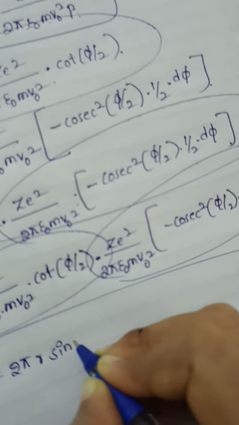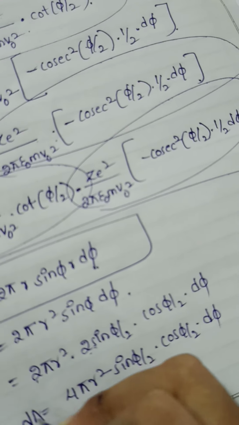So already you know the value of sin theta. Sin theta means 2 sin theta by 2 cos theta by 2. Just substitute the value here: 2 pi r square into 2 sin pi by 2 cos pi by 2 into d pi. Simplify this equation. 2 into 2, 4 pi r square sin pi by 2 cos pi by 2 d pi. This is dA.